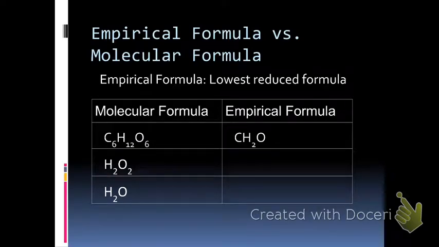Another one we're going to learn is empirical formula. So empirical formula is basically the lowest reduced formula. For example, if you have C6H12O6, the common factor here is 6, right? So if I reduce it to the simplest form, it would be CH2O, if I divide each of those subscripts by 6. And H2O, there's nothing in common, so the molecular formula is the same as the empirical formula.